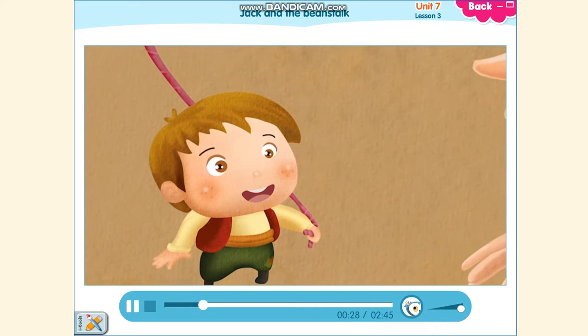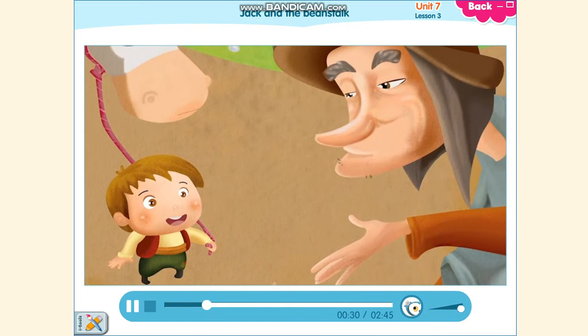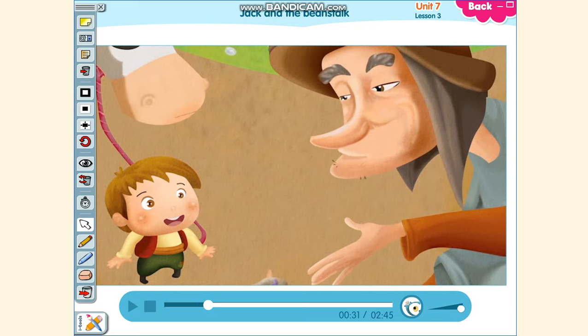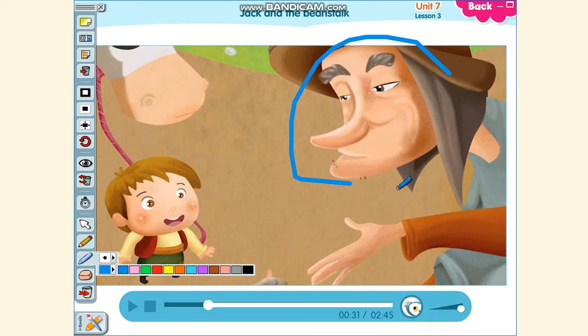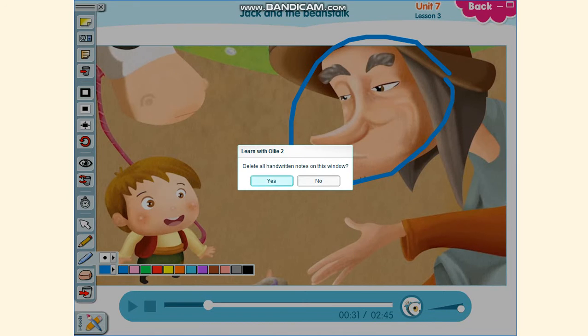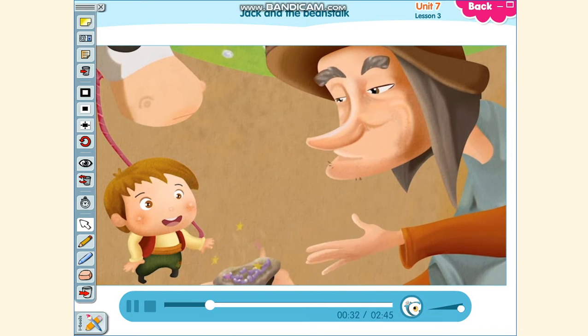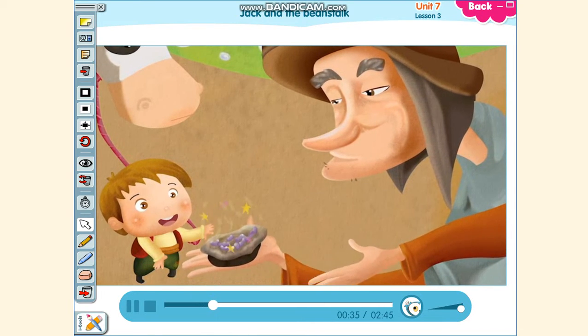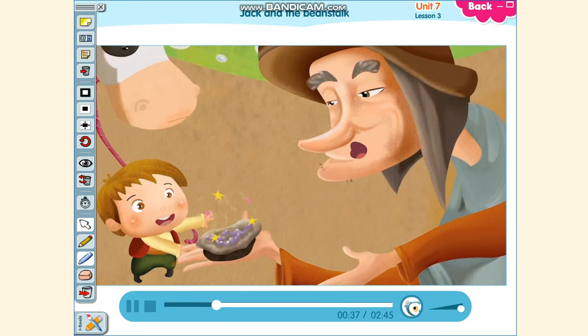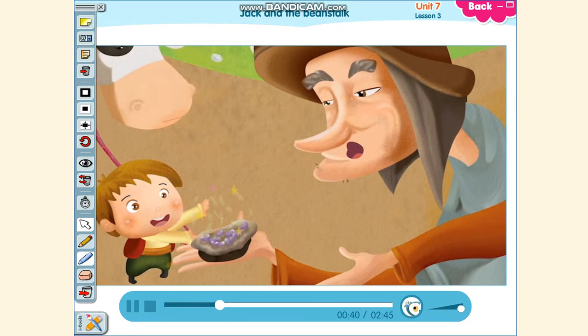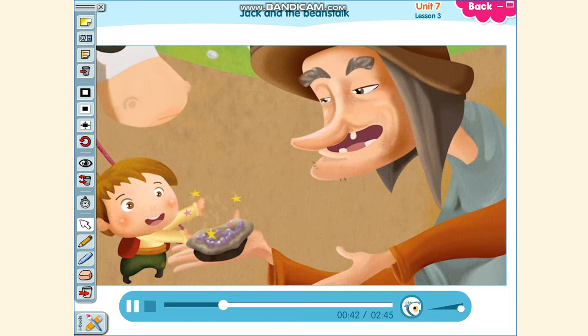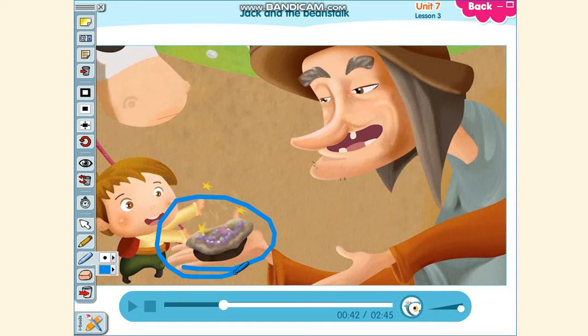On the way to town, Jack met an old man. Who is he? Old man. Okay. Watch. The old man said, Give me your cow, and I will give you these magic beans. What are these? These are beans.